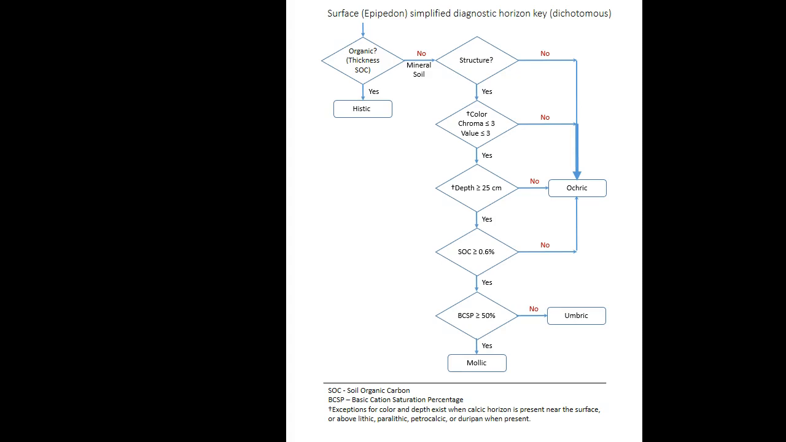Again, this is a simplified key because there are several other surface horizons that are possible, but these are the most common. And even among these, the ones that are the most common here in central Illinois are ochric and molic.